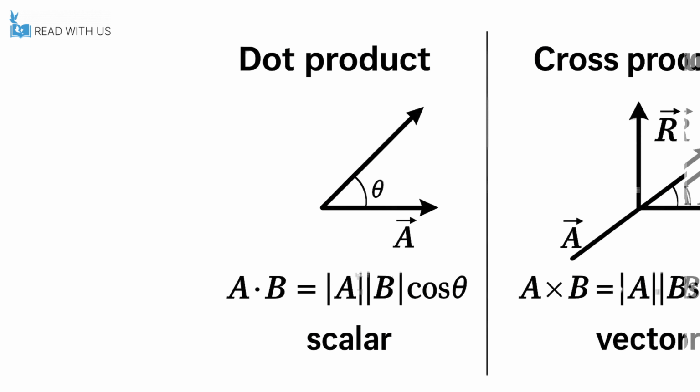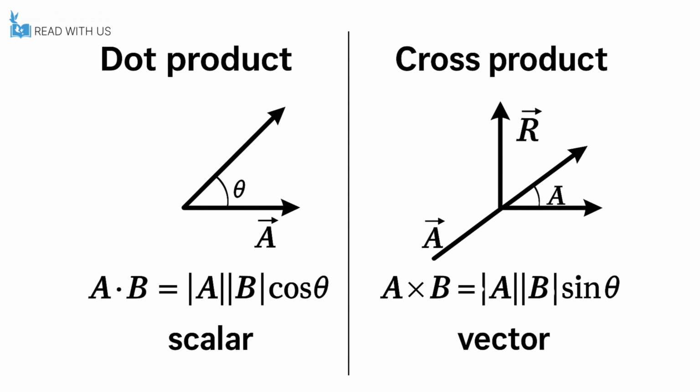Vector multiplication includes dot product, written as a dot b. This gives a scalar. The formula is magnitude of a times magnitude of b times cosine theta. Cross product, written as a cross b. This gives another vector. Perpendicular to both a and b, the formula is magnitude of a times magnitude of b times sin theta.